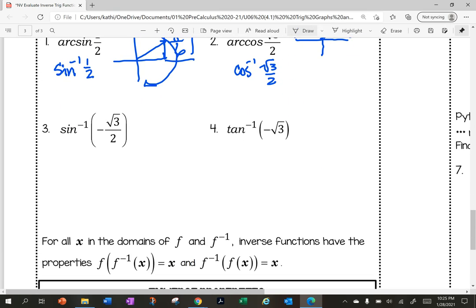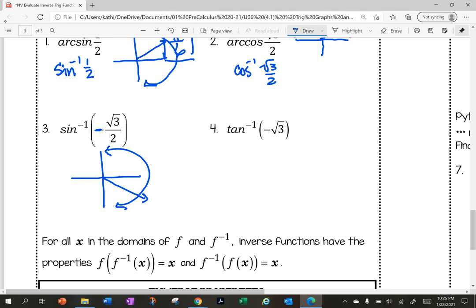Okay, let's try 3 and 4. Sine inverse of negative square root of 3 over 2. So I'm talking about sine. The two quadrants I'm talking about are the first and the fourth. This is a negative, so I know I'm in the fourth quadrant.